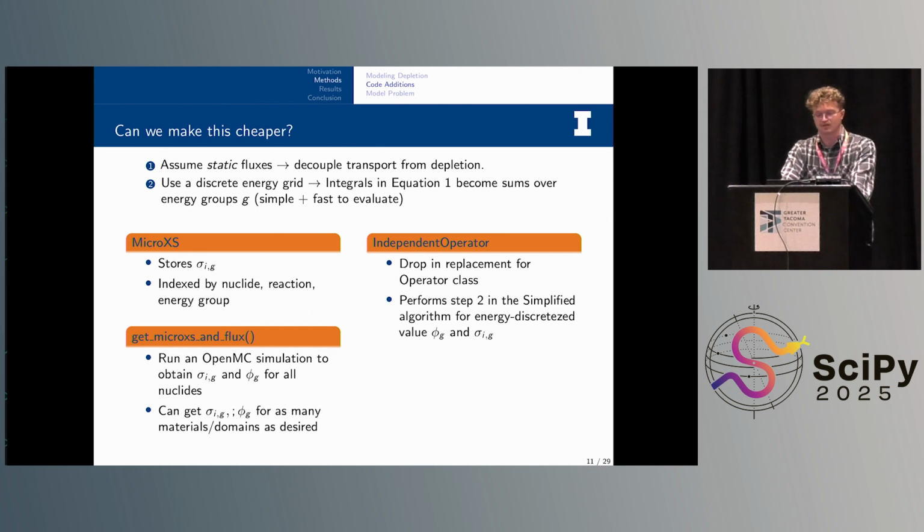You can define this pair for as many materials or domains as you want, so you can get as complex as you want with it. And then we have the IndependentOperator class. This is a drop-in replacement for the class that is responsible for step 2 in our algorithm. Rather than running an OpenMC simulation, we just solve equation 2 because we have all the data we need immediately.